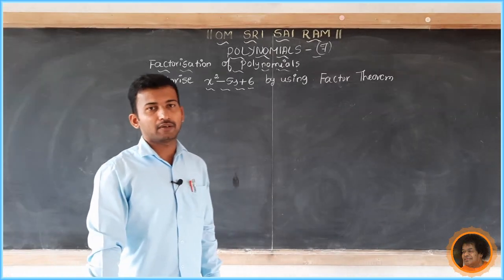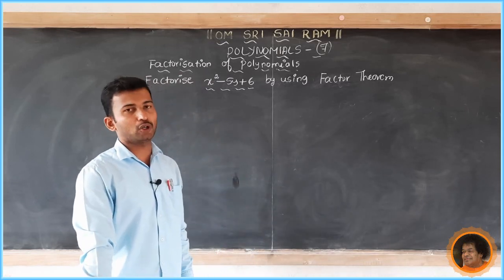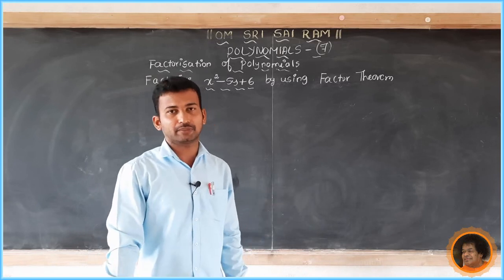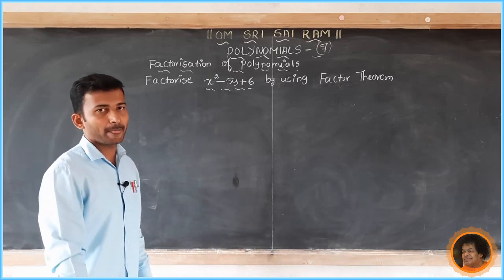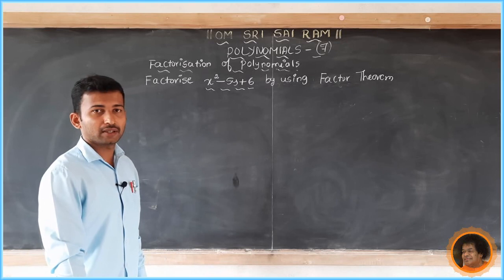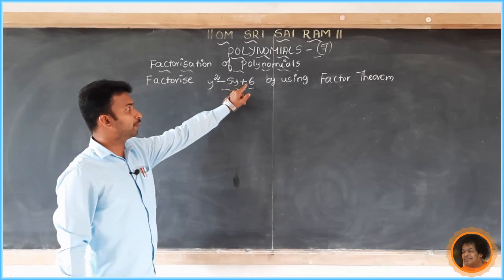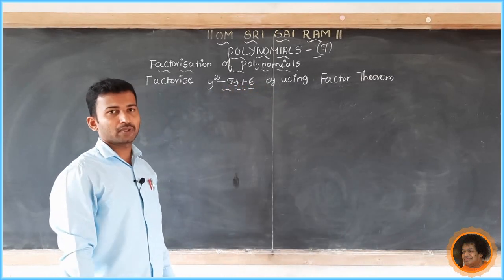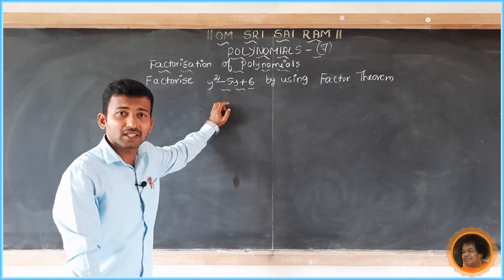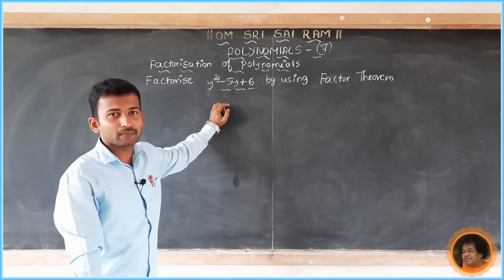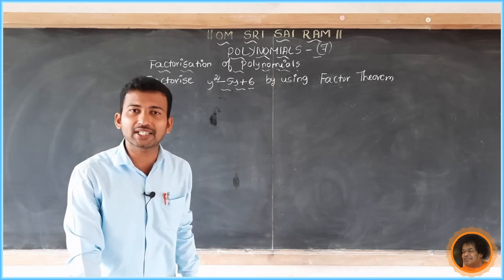Students, we factorized 5 problems of quadratic polynomials by splitting the middle terms. Now we have a special problem. Factorize the given polynomial by using factor theorem. Factorize y square minus 5y plus 6 by using factor theorem. The polynomial given as the question is a quadratic polynomial. So we have to find the factors by using factor theorem, not by splitting the middle terms.